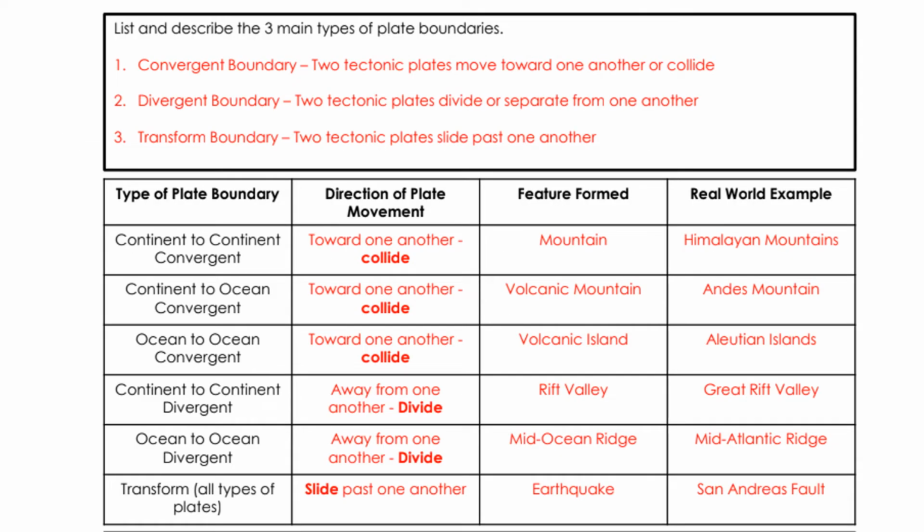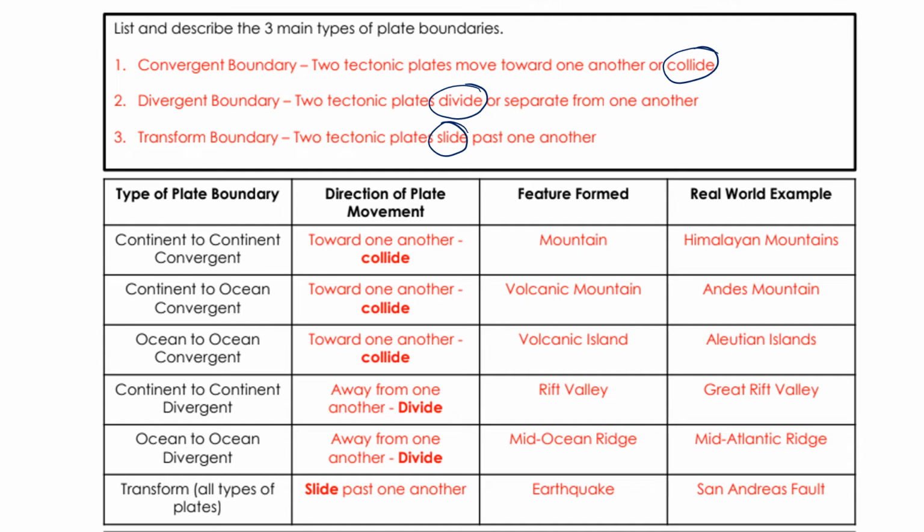We have three types of plate boundaries: convergent, collide, they crash into each other; divergent, divide or separate from each other; and then transform, plate boundaries slide past each other, and that's what's going to cause earthquakes. So here on the left hand side you have the type of plate boundary, and it's telling you if it's continent or oceanic. So this is the pink paper that we glued into your notes.